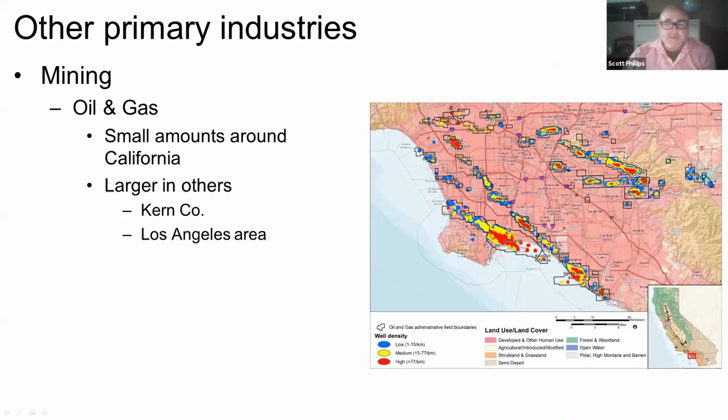And there are also some significant ones in the Los Angeles basin as well. So it's not evenly distributed around California, but while California is not the major oil and gas producer in the United States, it is a significant one.